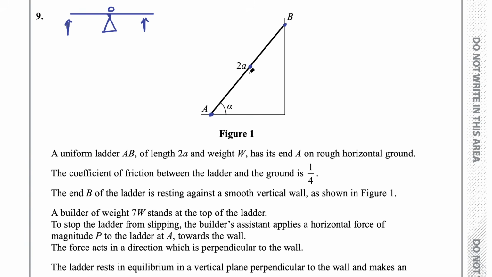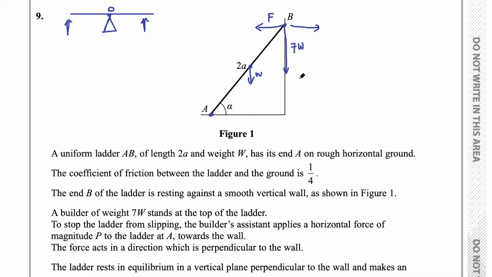So let's go ahead and label a few things here. Firstly, we have the weight of the ladder in the middle of the ladder there. Then we have the weight from the builder at the top, and that was 7W. And then we have this force we're trying to look for pushing back from the wall, because obviously the ladder is pushing against the wall, and we'll have an equal and opposite force pushing back against the ladder. And that's what we're trying to find.